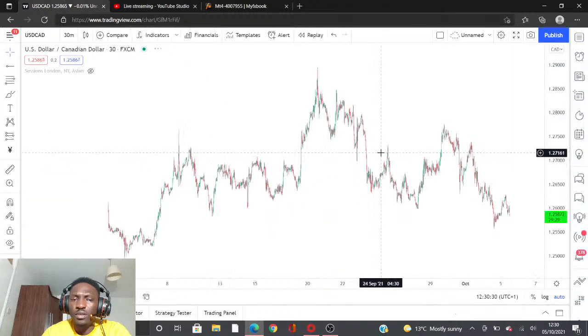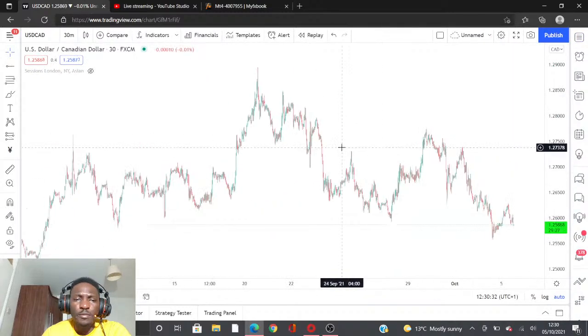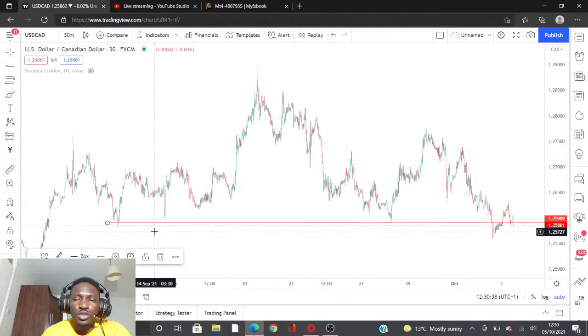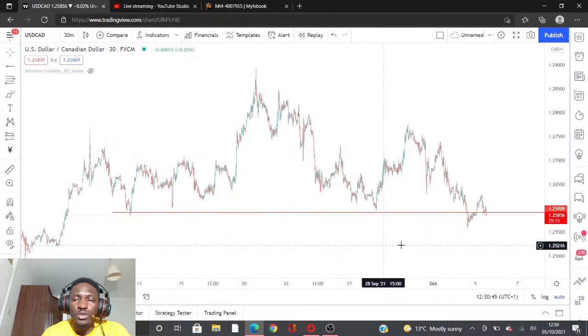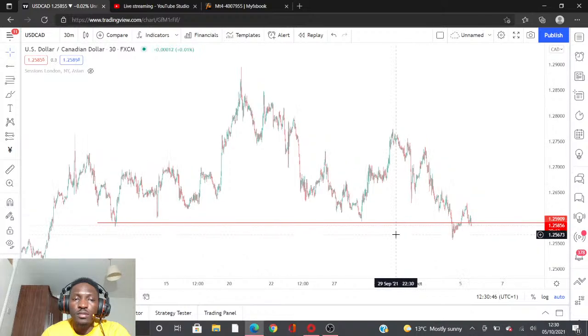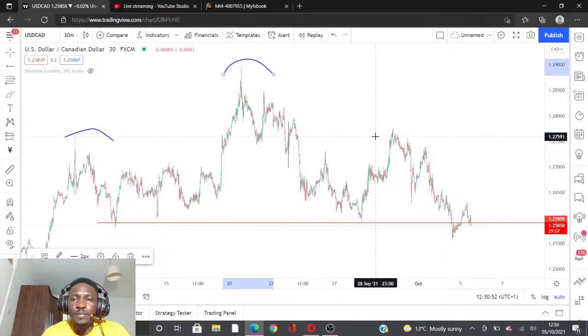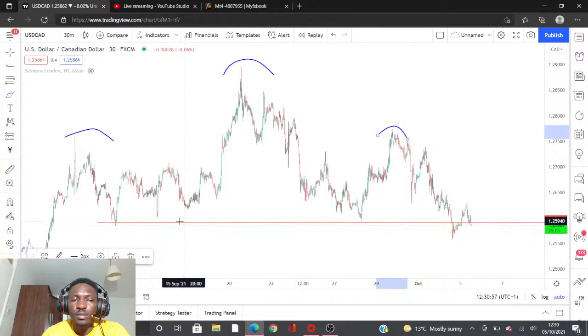So dollar CAD, we know what it is on the higher time frame, and I'm just looking at this market on a 30-minute time frame. Try to understand what the market is doing. The first thing you need to do is mark out your structural level, because structures are very, very important in the market. We have where the market has broken structure, right? You can even look at this as a head and shoulders, where the market has broken below this structure, which is the support level.